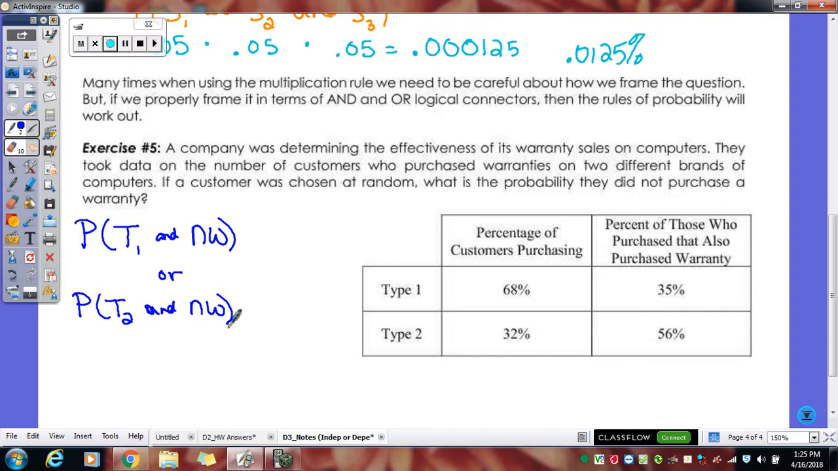So the and, again, means we're going to multiply those together. The or means we're going to add the 2 of them together. So let's figure out the first one. Probability they picked computer type 1: 0.68. Probability they did not take a warranty? Nope, that's the ones who picked the warranty. 100 subtract those. 65% did not pick a warranty. So we multiply that times the 0.68. Wouldn't it just be 0.68? No, 0.68 picked computer 1, and 65% did not pick a warranty. 0.442.